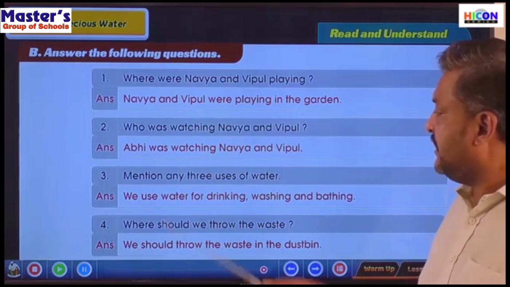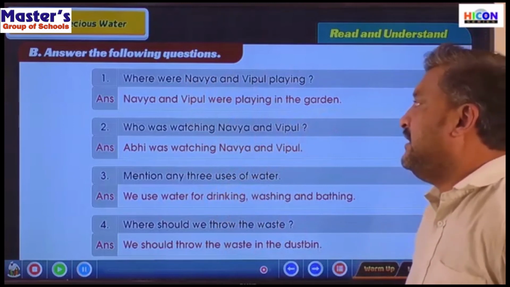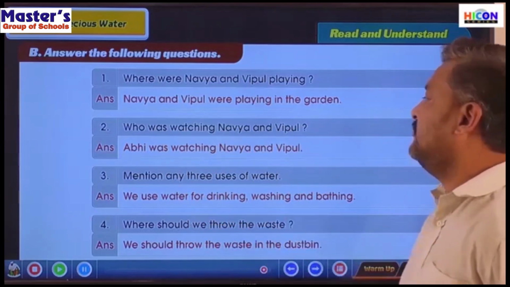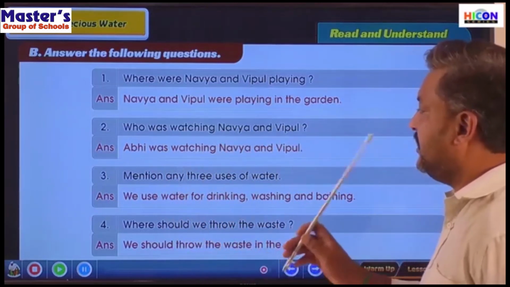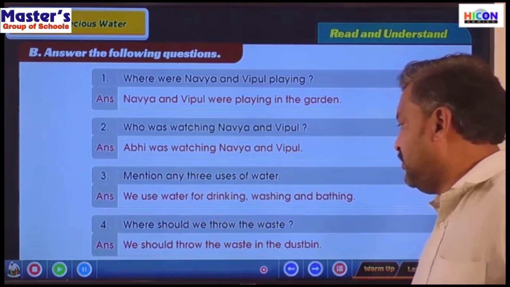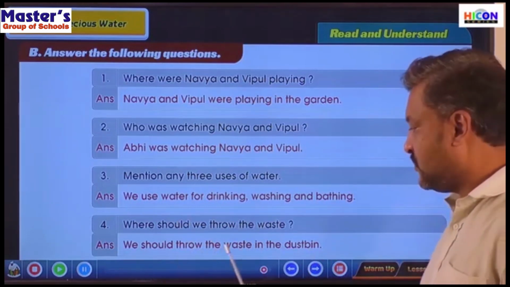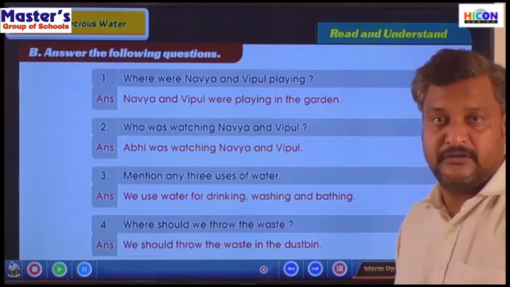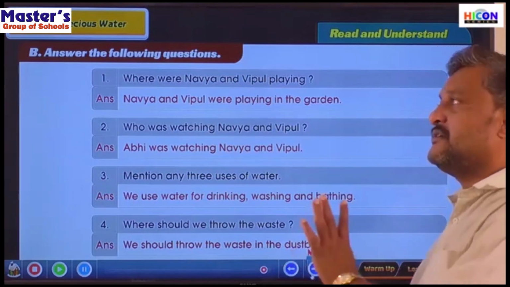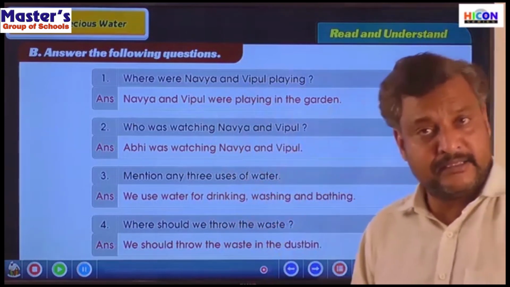Okay. So I will read these questions and answers once again. Where were Navya and Vipul playing? Navya and Vipul were playing in the garden. Who was watching Navya and Vipul? Abhi was watching Navya and Vipul. Mention any 3 uses of water. We use water for drinking, washing and bathing. Where should we throw the waste? We should throw the waste in the dustbin. Okay. So these are the 4 questions and their answers from the lesson. Now I'll keep the screen the same for another minute for you so that you can read all the 4 questions and their answers carefully.